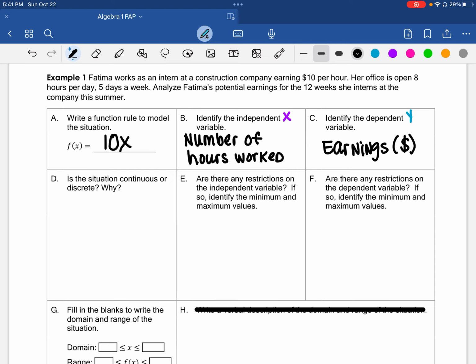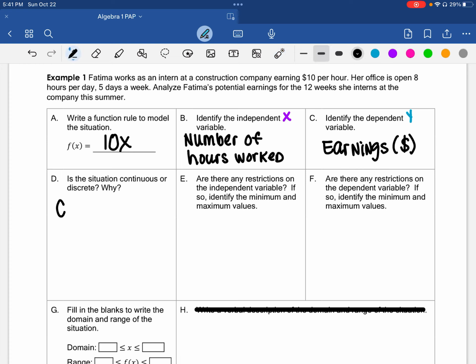Is the situation continuous or discrete? So remember, we need to think about, does a decimal make sense for x? Can Fatima work a part of an hour? Can she work half an hour? Yes, she can. Now, would she just work half an hour? Of course not. But she could work 1.5 hours, or 2.5 hours, or 5.5 hours. She could work 5 hours and 25 minutes, so 5.25, something like that. So I'm going to say that this is continuous.